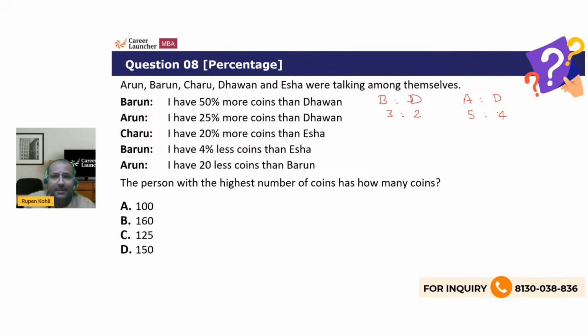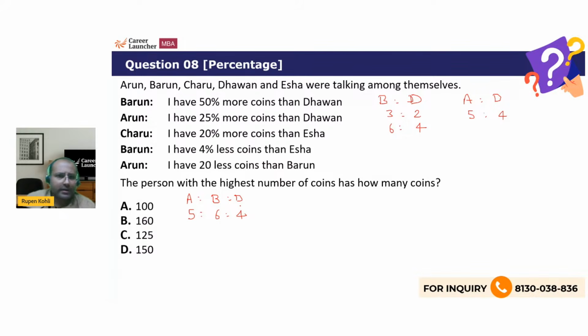These two ratios can be connected because on both sides D, Dhawan, is common. So 4 here, 2 here. Just make this 4, so make this as 6:4. So I guess over here we can conclude A is to B is to D. We have got A is 5 in ratio form, B is 6, D is 4. 5:6:4. We have merged the ratios.